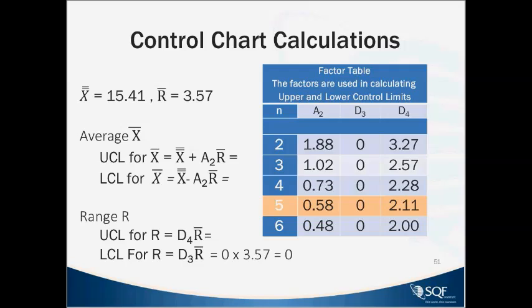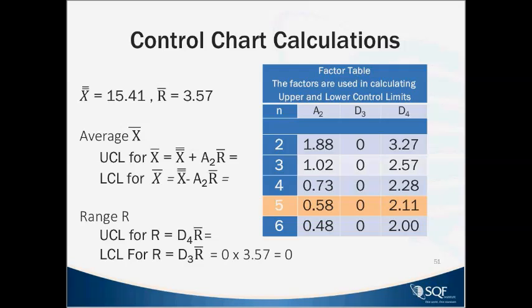So once you know the X double bar for that group of data, and you know the R bar, and you know the subgroup size, you can then use all that information and plug it into your equations for calculating control limits. And you'll see that up on the screen now. So you're going to be calculating control limits for both the X bar chart and the range.